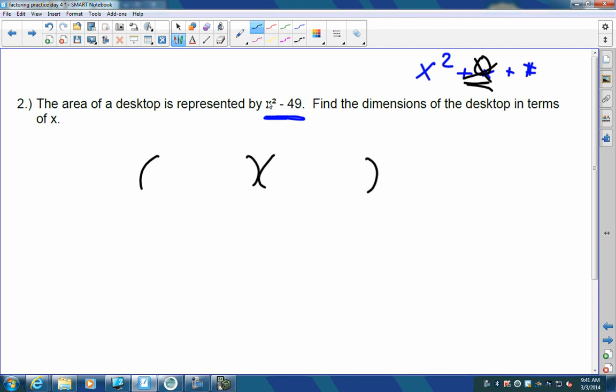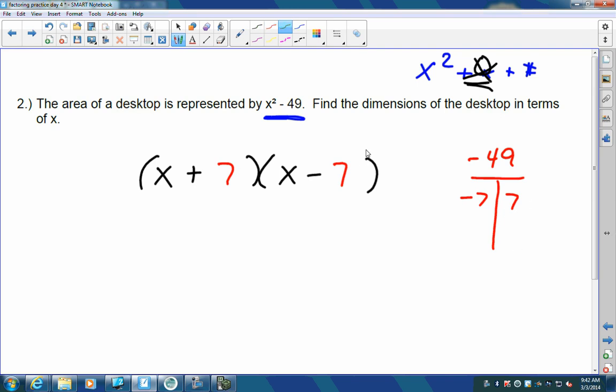So x squared is going to split up as x and x. Since the middle term is missing and it equals 0, I'm going to have a plus and a minus. I need to figure out what number, okay, negative 49, what are the factors of negative 49 that when you add them together give you 0? So you can go in your calculator, go negative 49 divided by x. And when you do that, you get negative 7 and positive 7. So I have x minus 7 and x plus 7.